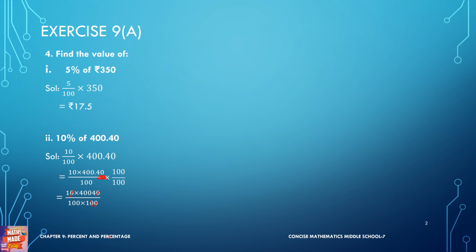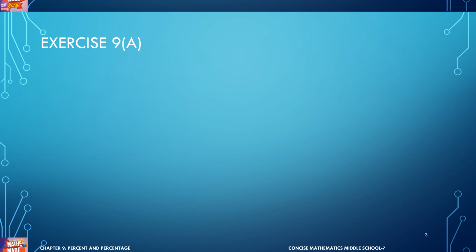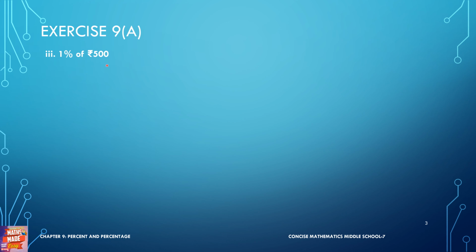Now it is very easy to divide a number with 100. For dividing, always imagine a point where my cursor is and move 2 points towards the left side for division. 1, 2. That means 40.04 will be the answer. I hope it's clear. Let's move on to the next one. 1% of rupees 500. 1%. So we have to remove the percent. So for that I am dividing with 100 into 500. Now you can just remove 0, 0 and you will get rupees 5 as the answer.